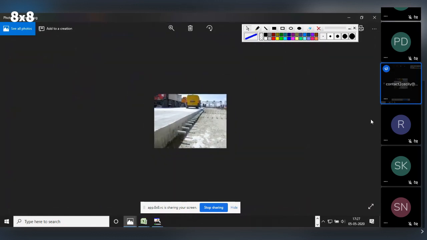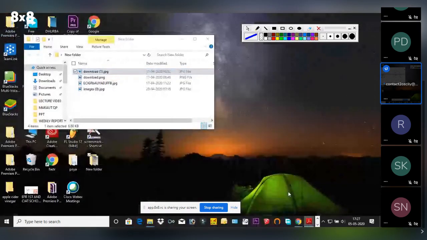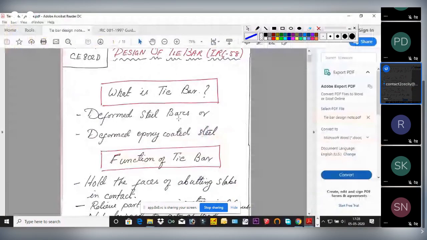Okay. So let us go to the topic. Now, tie bars may be of two types: deformed steel bar or deformed epoxy coated. Epoxy coated means, in order to keep it corrosion free, we have to keep that tie bar or reinforcement bar corrosion free. So we will coat the surface of the steel bar with the epoxy coat. Okay, that's why it is called epoxy coated steel.